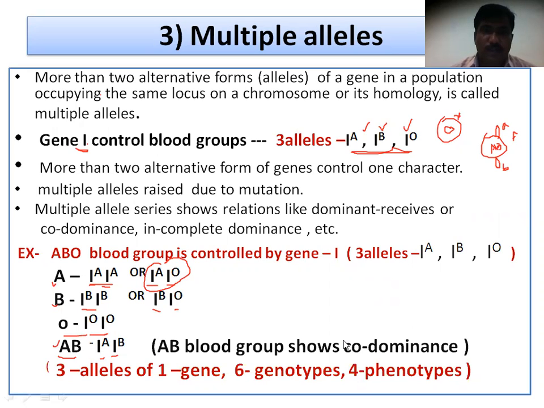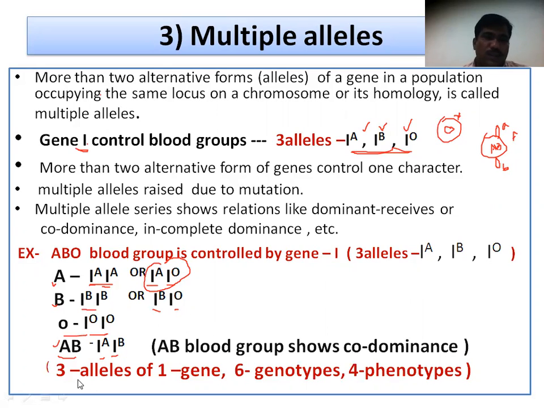In blood group AB, both genes, IA and IB, express equally and produce A antigen and B antigen, surface antigens on a red blood cell. So these are equally expressed, therefore it is a good example of codominance. Okay, so the AB blood group shows codominance.